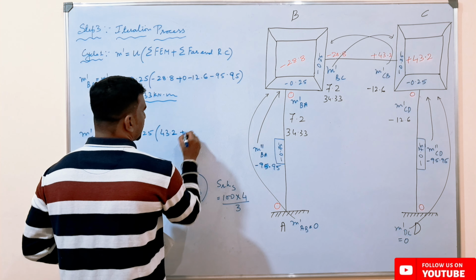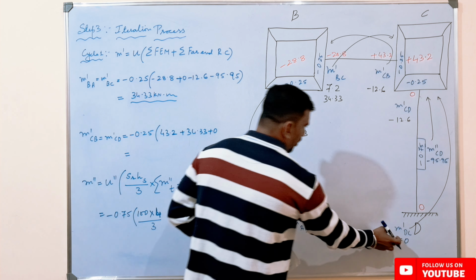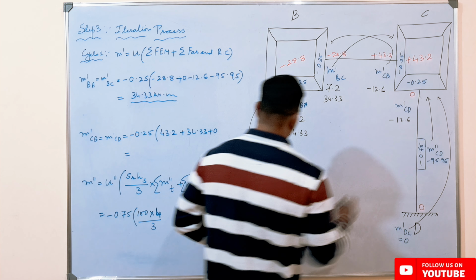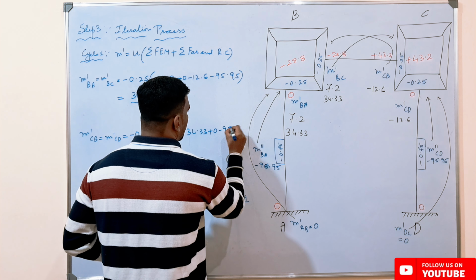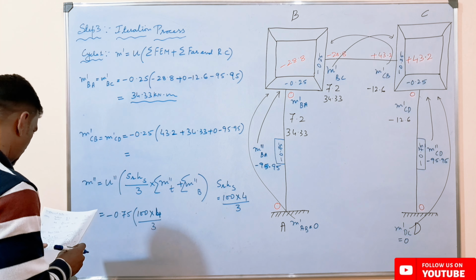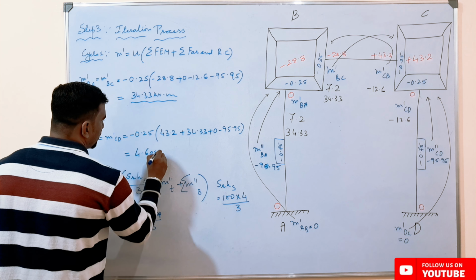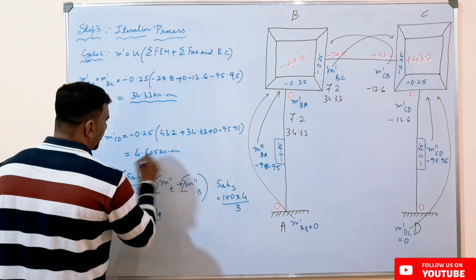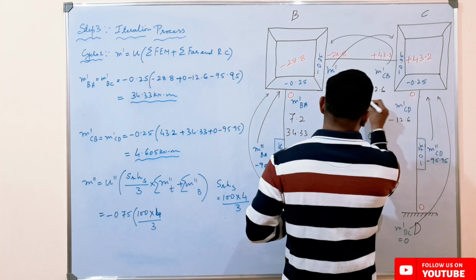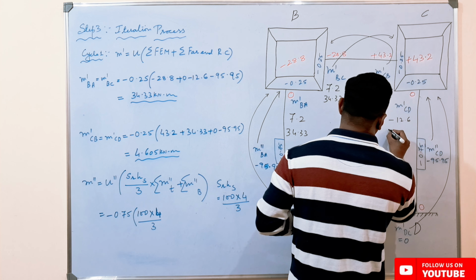Now new value, that is 34.33 plus 0, because about the far end rotation contributions here is 0, and here we are having a new value, that is minus 95.95. So we are having a value of now, that is 4.605 kilonewton meters. So this value will provide over here, that is plus 4.605, here also plus 4.605.